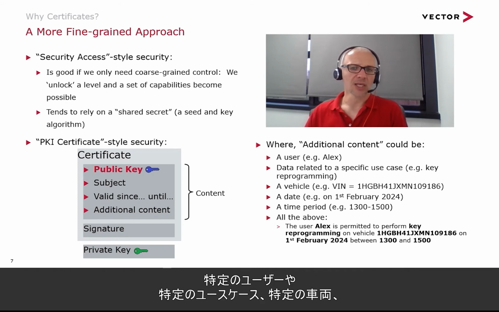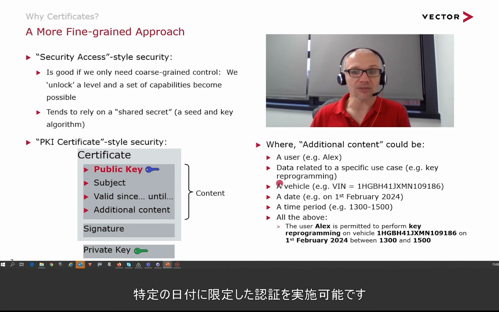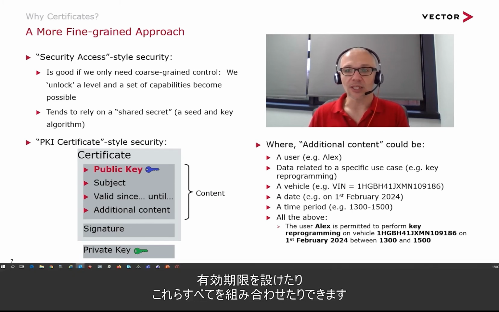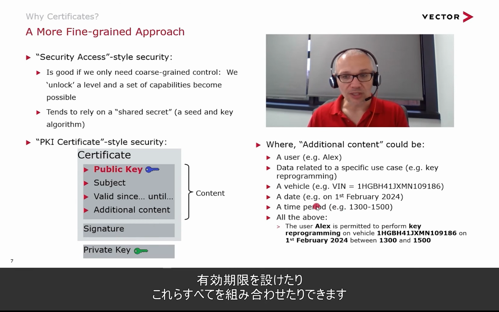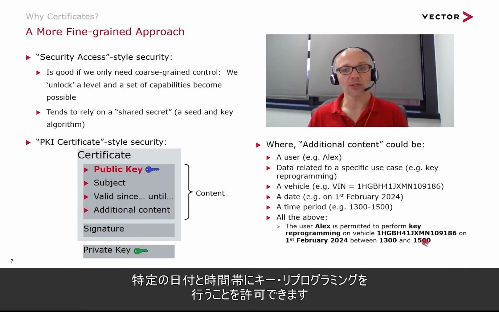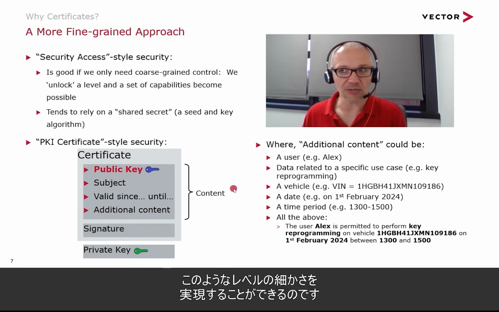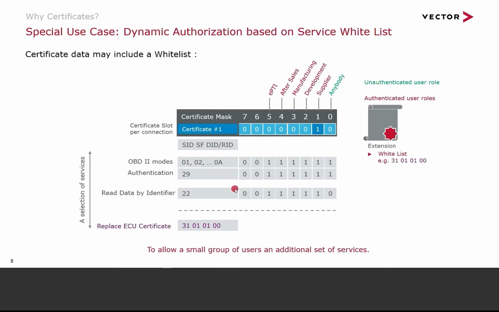So what does this mean? Well, it means that we can say the authentication that we're doing is limited to a specific user, or to a specific use case or a specific vehicle, a specific date, because we have a validity range. We can time out certificates. It may be even that we restrict things to a specific time, or even a combination of everything. So the user Alex is permitted to perform key reprogramming on a specific vehicle on a specific date in a specific time slot. So this is the kind of level of granularity that we can get to.